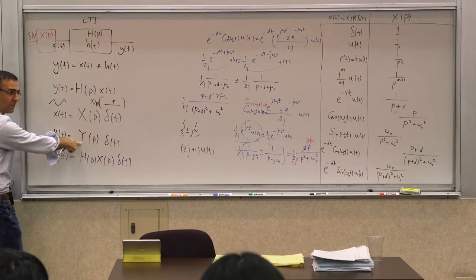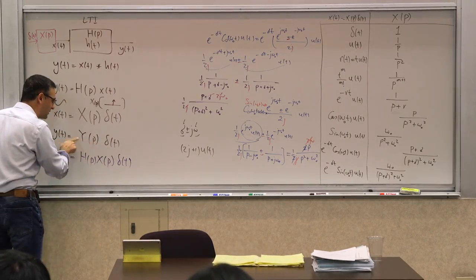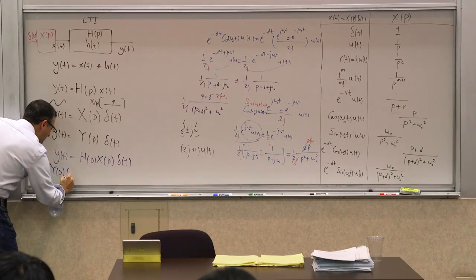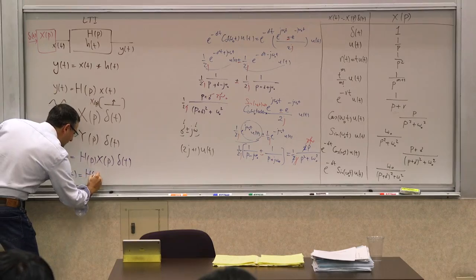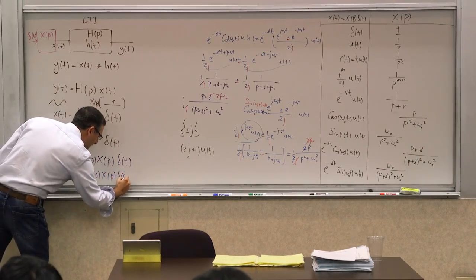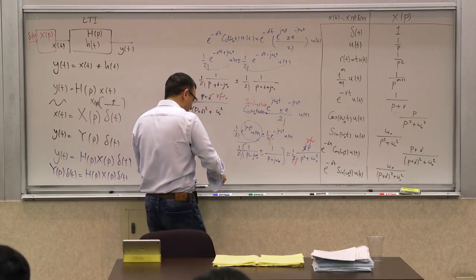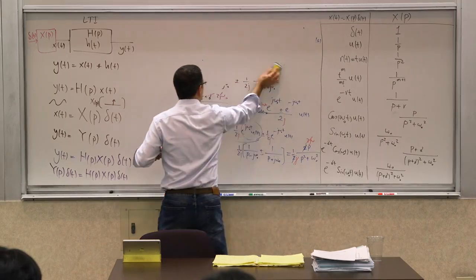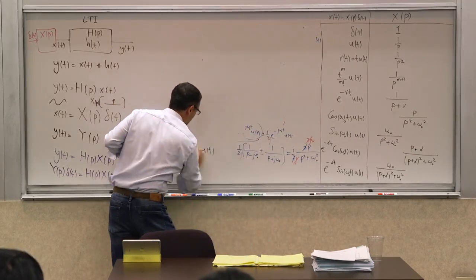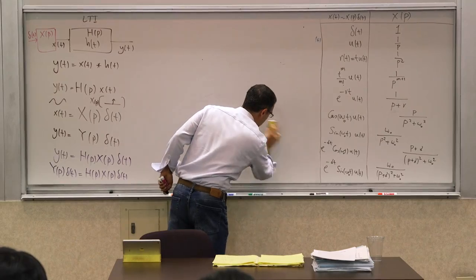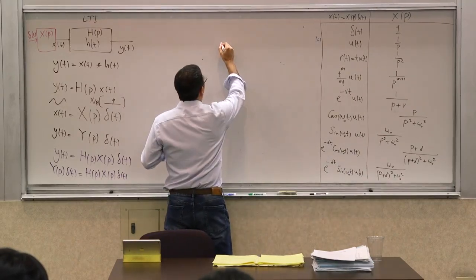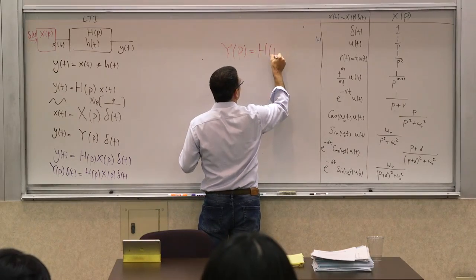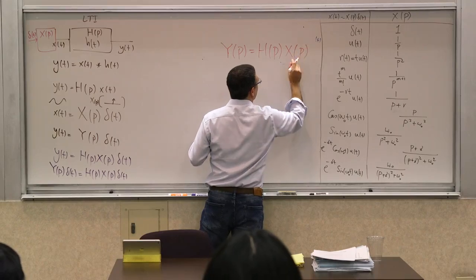But also I can generate a y of t off of a delta using y of p. So I can write this as y of p operating on delta of t is h of p, x of p on delta of t. Which means, and this is an important conclusion, I'm going to get rid of all of this derivation stuff. That y of p, the operator that describes the output, is the product of the system operator and the input operator.